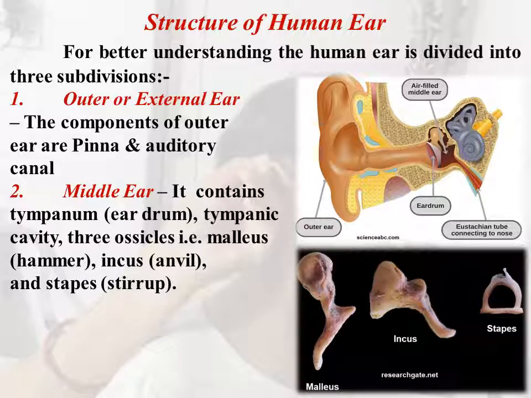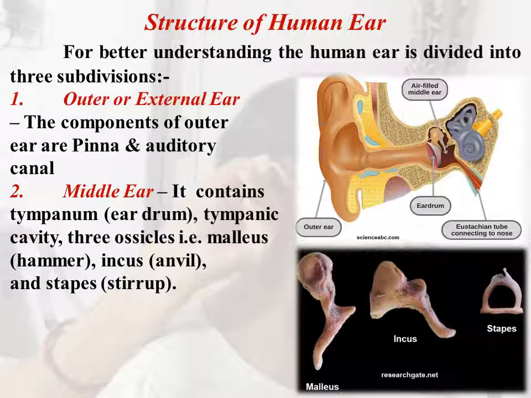First, I told you it has been divided into three subdivisions. The first one is the outer or external ear. What is the outer or external ear? The components of the outer ear are the pinna and the auditory canal. So this is the pinna, the part you can touch, the part of the ear which you use for cosmetic purposes. We use various types of rings. That is known as your pinna.